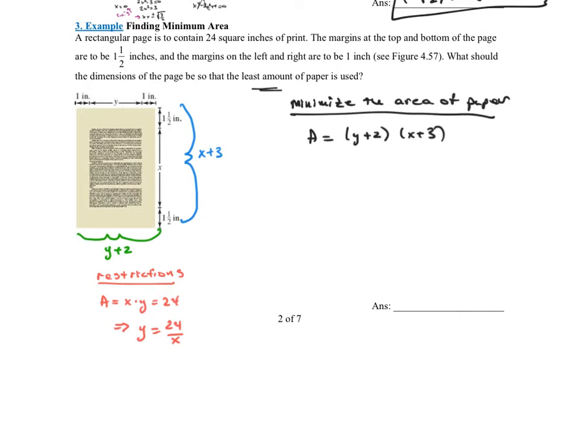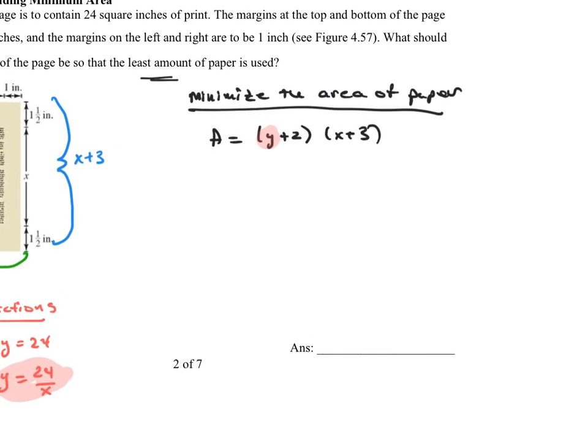So what can I do at that point in time? At that point in time, I can plug that into the original equation that we want to maximize or minimize. So here I'm going to have that my area equals, well, y was 24 over x, plus 2, times x plus 3.